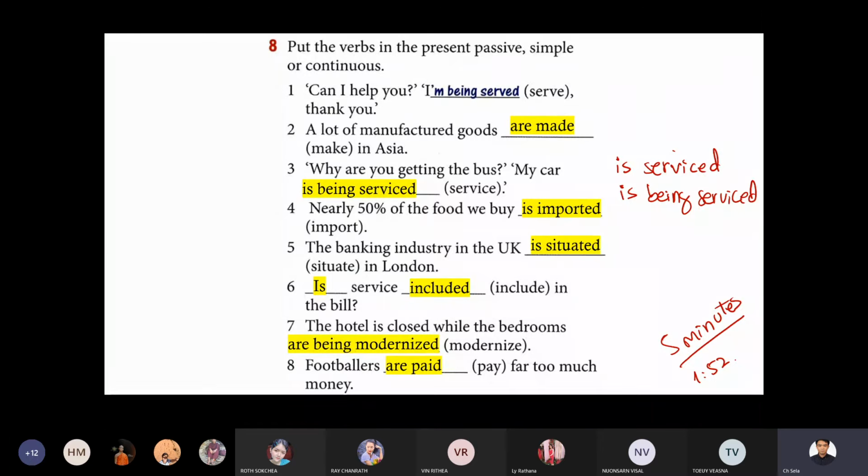Number five, the banking industry in the UK is situated in London. Number six, is service included in the bill? And number seven, the hotel is closed while the bedrooms are being modernized. Number eight, footballers are paid far too much money.